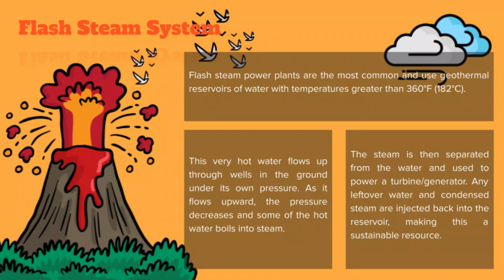Flash steam power plants are the most common and use geothermal reservoirs of water with temperature greater than 360 Fahrenheit or 182 Celsius. This very hot water flows up through wells in the ground under its own pressure. As it flows upward, the pressure decreases and some of the hot water boils into steam. The steam is then separated from the water and used to power a turbine or generator. Any leftover water and condensed steam are injected back into the reservoir, making this a sustainable resource.